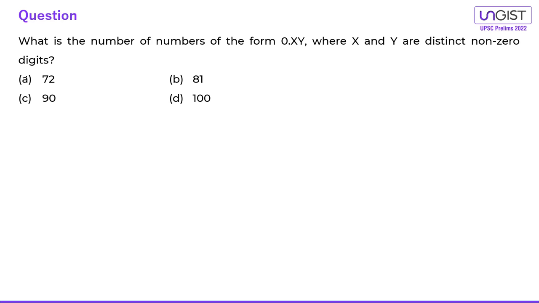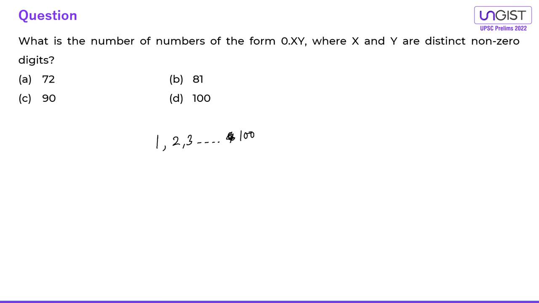Next question is, what is the number of numbers of the form point xy, where x and y are distinct non-zero digits? Okay, everyone, I'll be solving this question without using that decimal. Fine, I don't want to use this decimal. This will confuse me actually. So let's say there are numbers from 1 to 100, 1, 2, 3, up to 100.